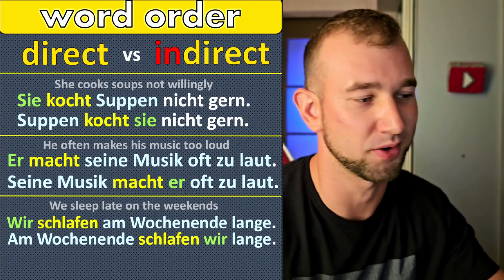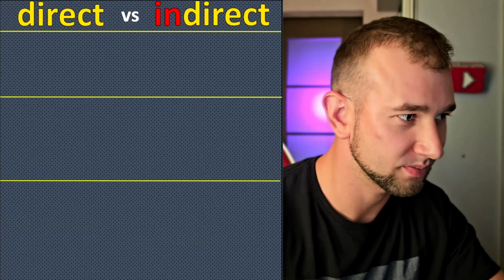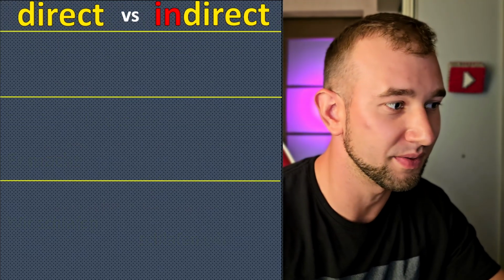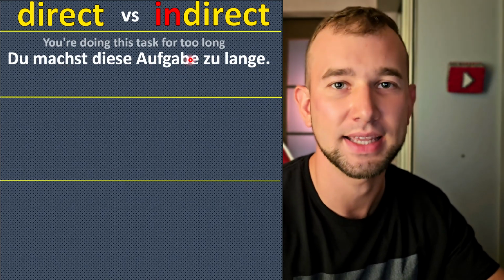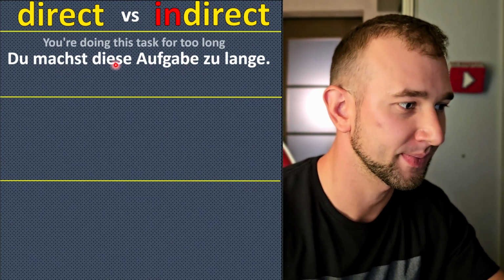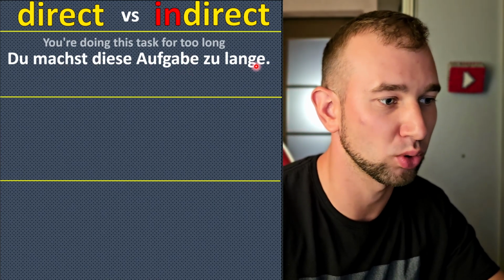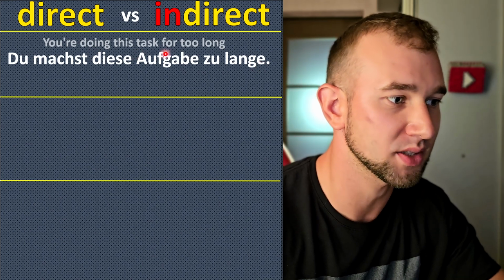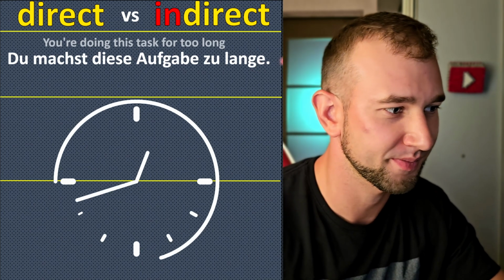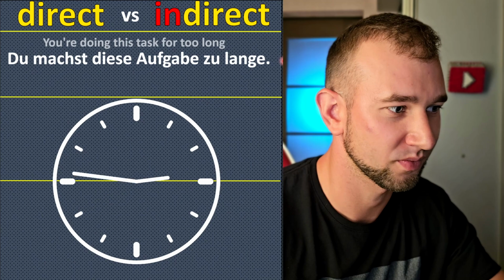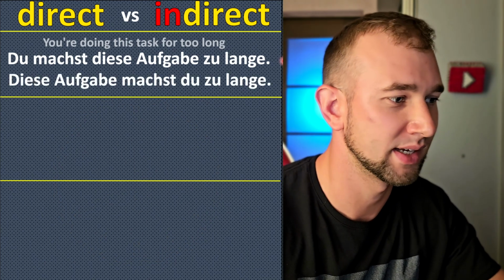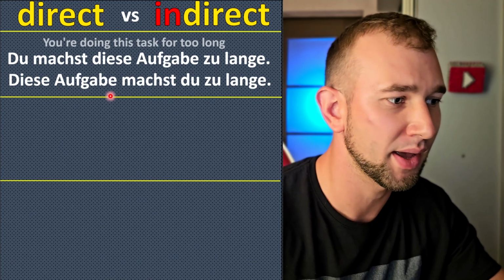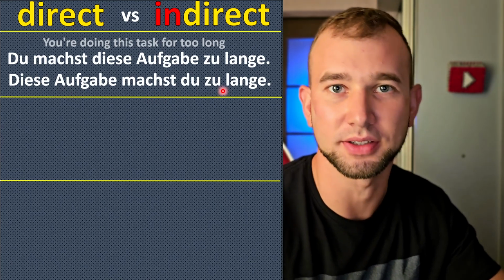Now it's your turn. Transform these sentences with the direct word order into indirect. Du machst diese Aufgabe zu lange. You're doing this task for too long. The correct answer is: Diese Aufgabe machst du zu lange.